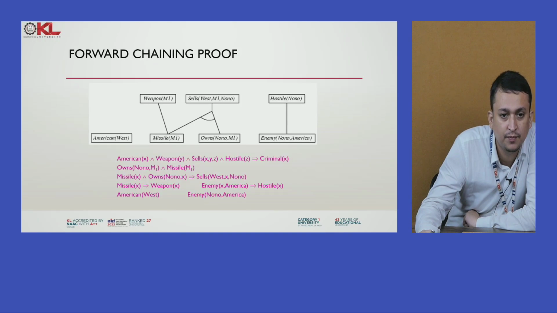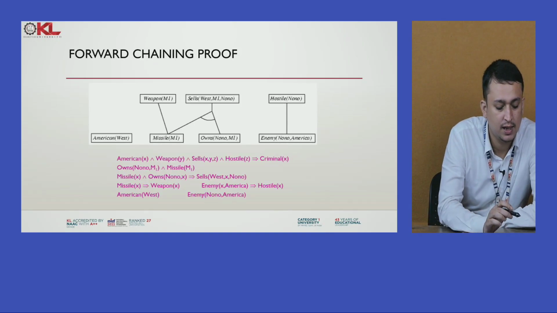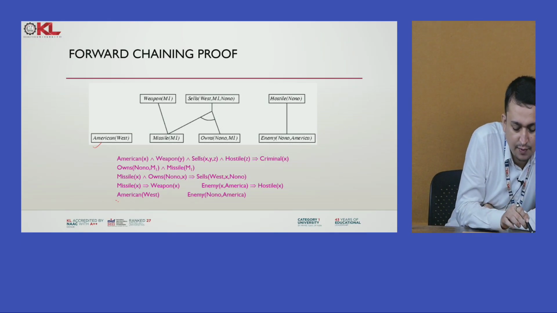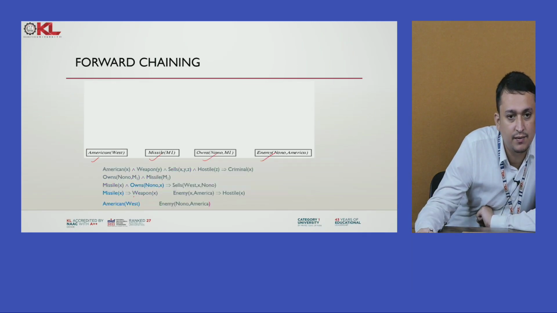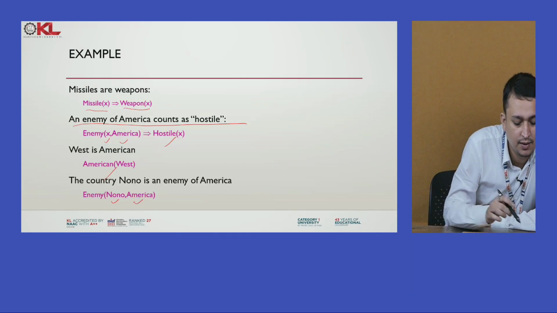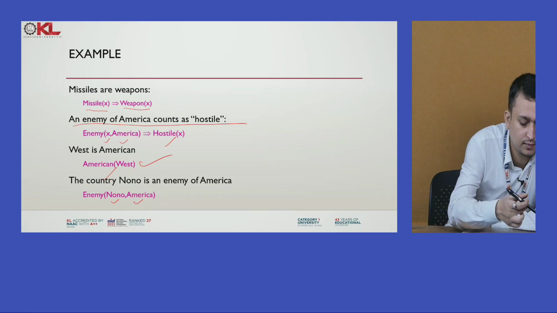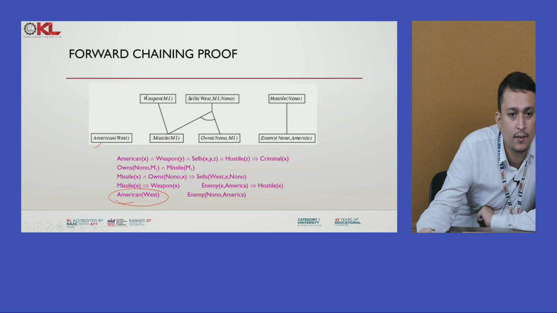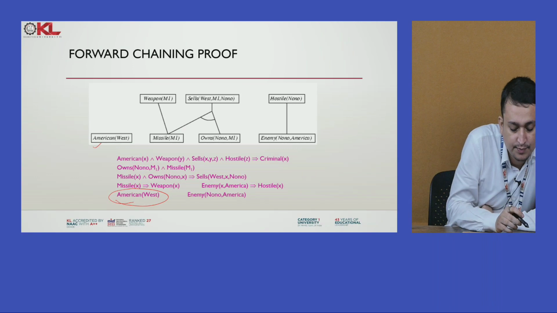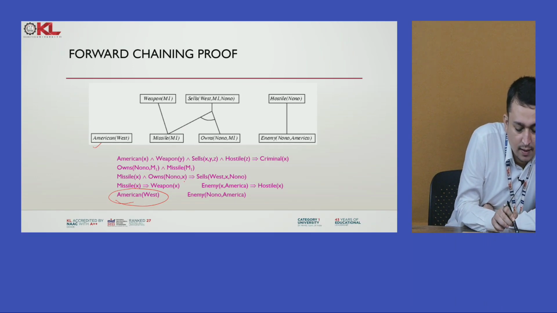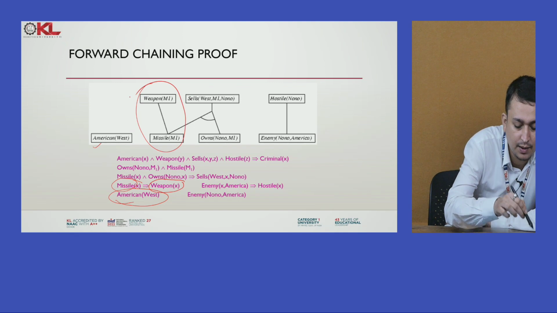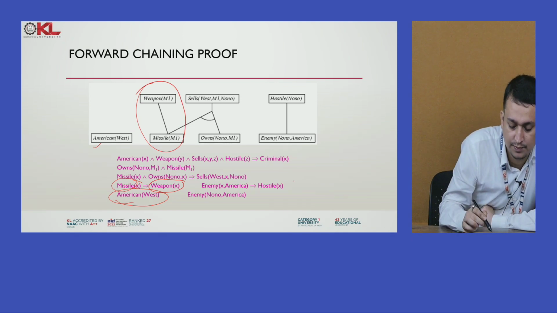Okay, first of all, try to prove this one. West is an American. With a single statement we can say that West is an American with the available fact. If you look into this fact, West is an American. Okay, then the missile: if X is a missile, then that is a weapon. With the help of this we can prove.